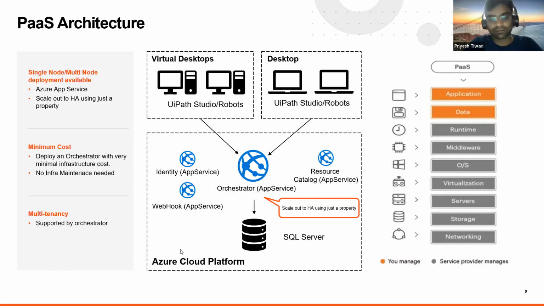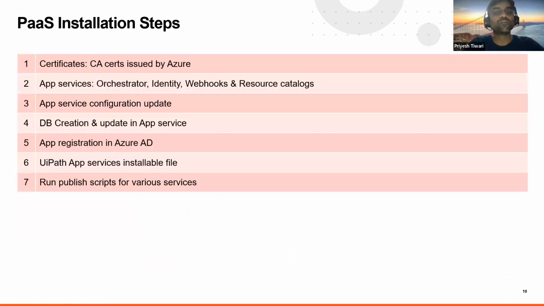Moving on to the steps that we are going to perform today. Eventually, the complete setup takes a good amount of time. So today we will be covering the basic installation steps and one of the components under Orchestrator service, which is Orchestrator. A few important things before we start with the steps. First, we need certificates, a CA signed certificate issued by Azure. That is mandatory for this installation.